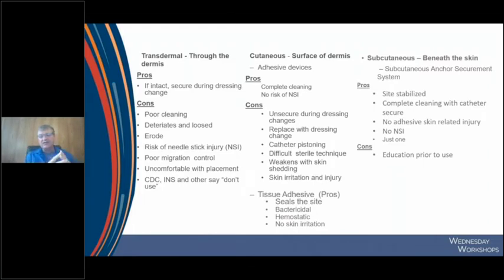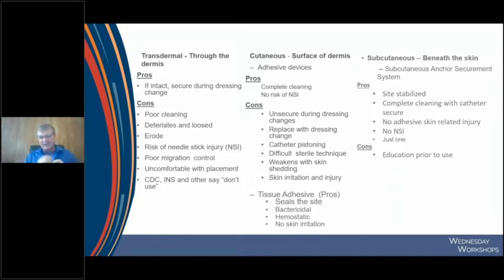The subcutaneous securement device, that's the SecurCath again. It stabilizes the catheter at the insertion site, and it allows for complete cleaning of the catheter when you remove the dressing without the fear of micropistoning, migration, or dislodgement. We don't have to worry about any type of adhesive skin-related injury, and despite what people think sometimes, these little feet that go underneath the skin are not sharp. They will not poke you. They will not cut. They do not lacerate skin or harm the skin in any way.